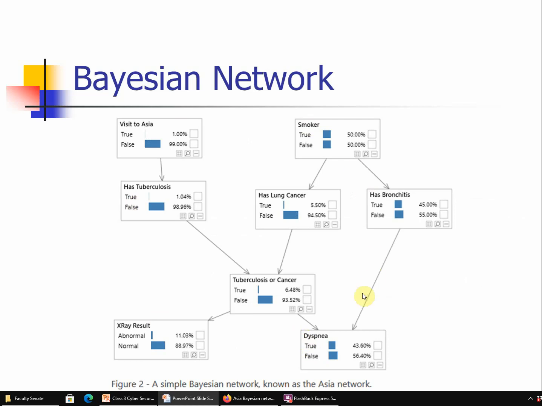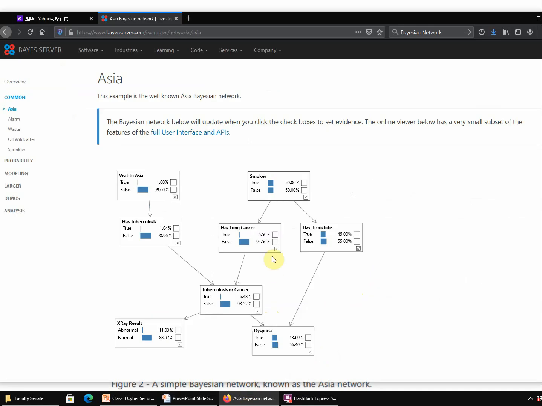This is the picture of the example that I want to discuss, but actually I want to go to the website directly because that can give you some interactions. So take a look at this one. This is what they call an Asian network, and these are the different attributes related to the problems that we want to look into.